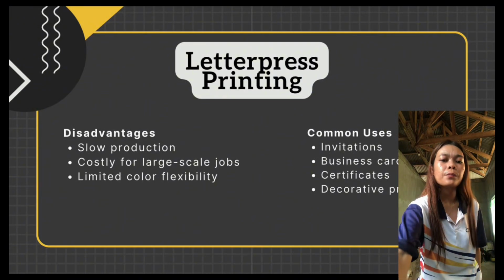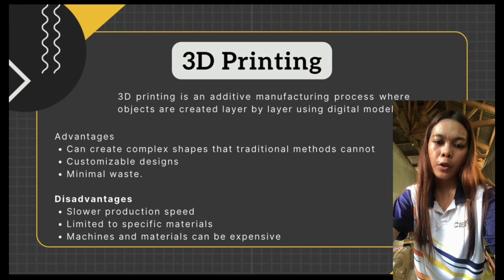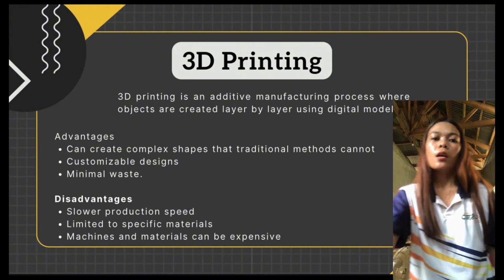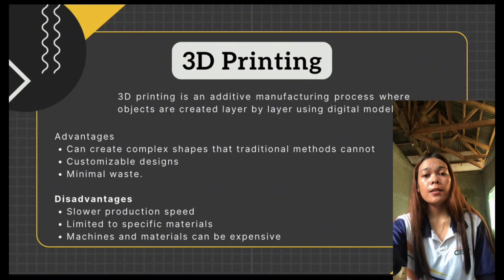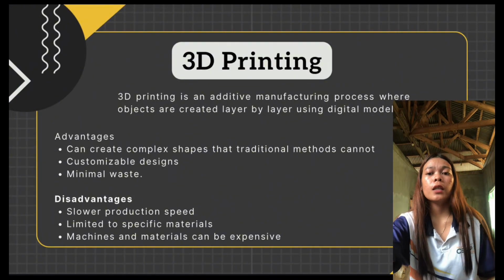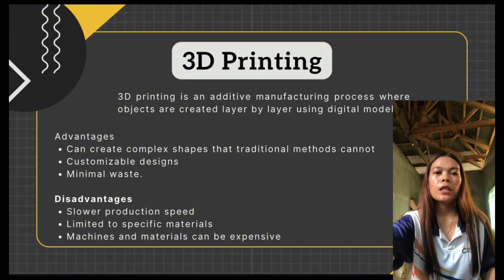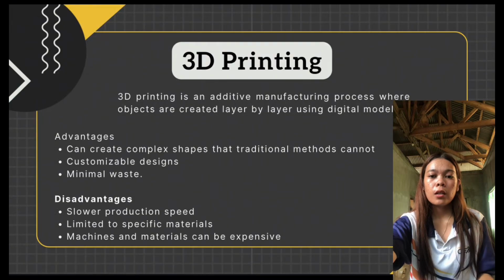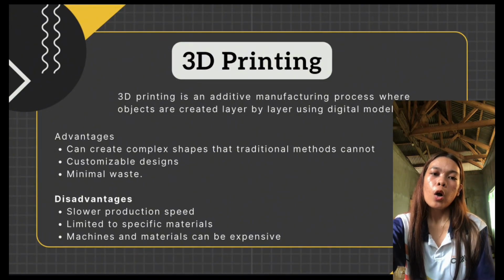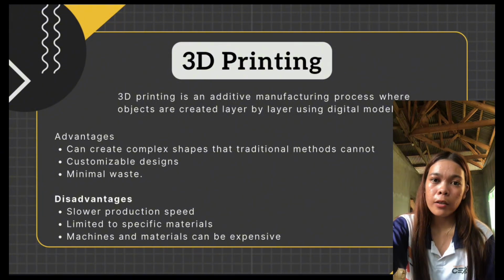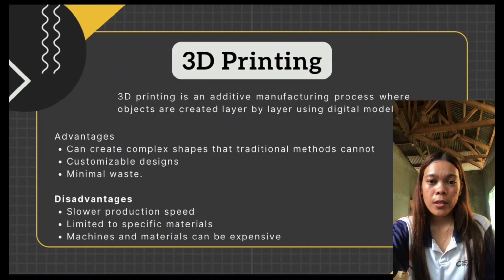3D printing is an additive manufacturing process where objects are created layer by layer using digital models. 3D printing is also known as additive manufacturing. It is very different from the others because it is not 2D printing on paper. It creates physical three-dimensional objects by building them layer by layer from digital designs using materials like plastics, resins, or metals. Like offset printing, letterpress printing, and flexography, 3D printing also has advantages and disadvantages.